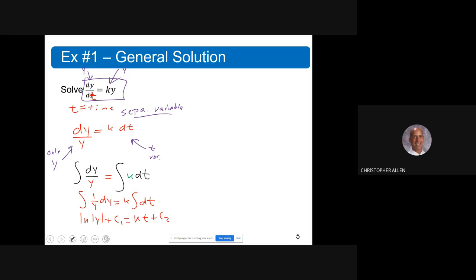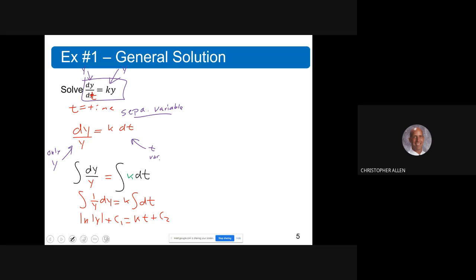C1 is a constant, and C2 is a constant. Guess what happens when I add two constants together? Guess what you always get? A constant. So let's say that this constant was 5 and this constant over here was a half. If I take a number plus a number, I still get a number.